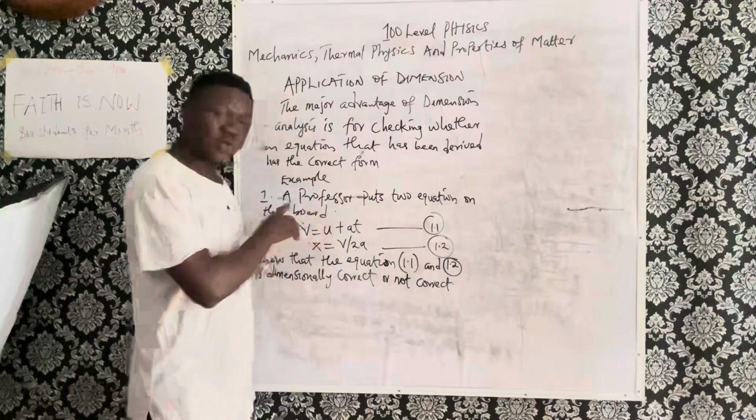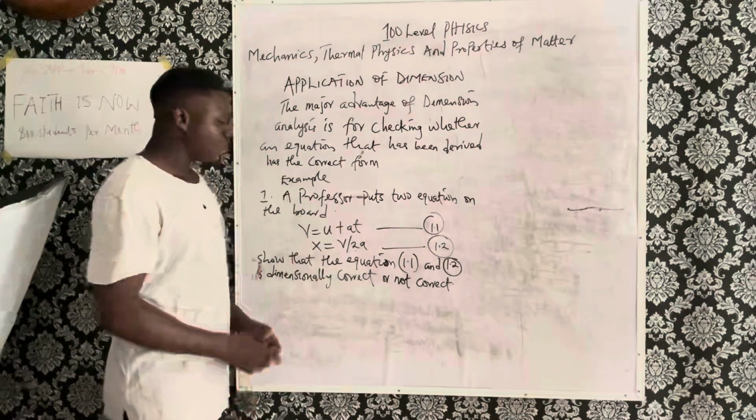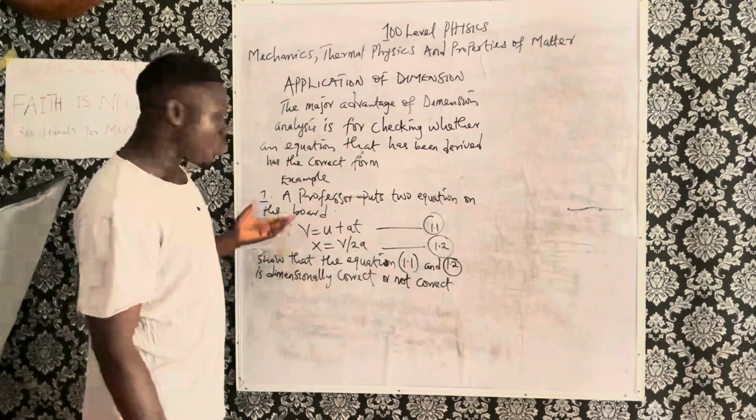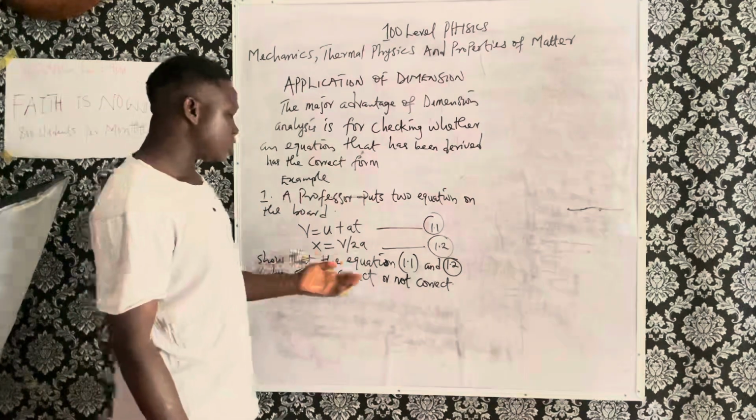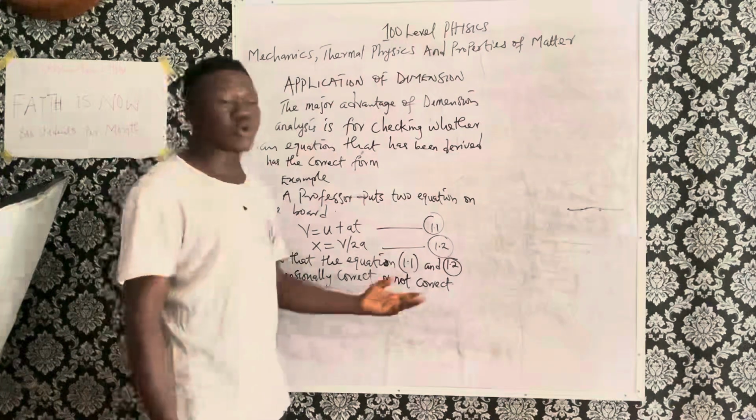Because from the example, a professor puts 2 equations on the board, and these are the 2 equations. So show that equations 1.1 and 1.2 are dimensionally correct or not correct.